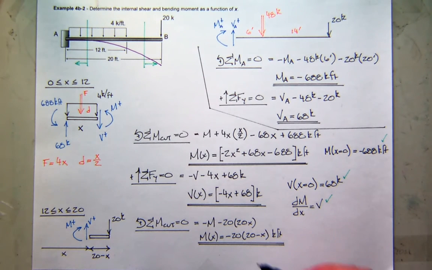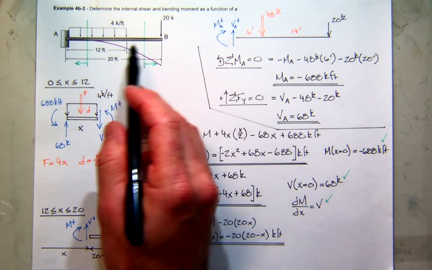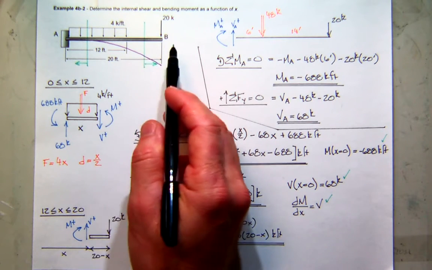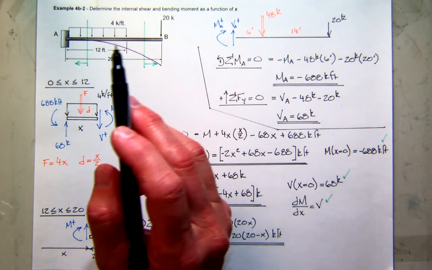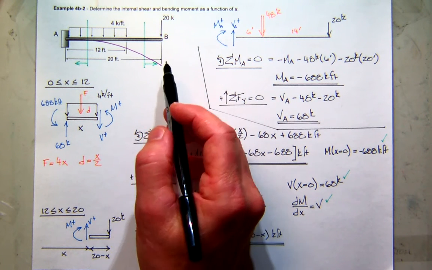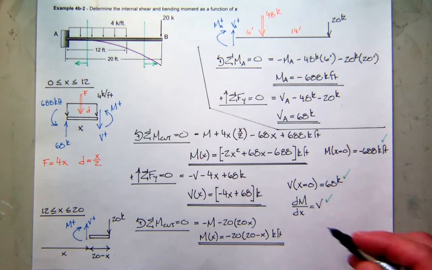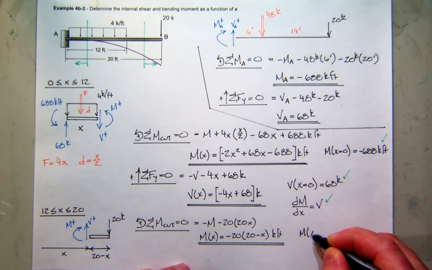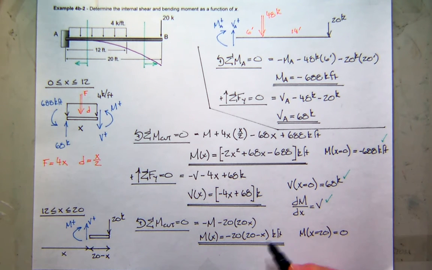Now, do I know the moment anywhere out here between 12 and 20? What's the moment at the free end? 0. It's free, and there's no applied moment there, so that means that at x equal 20, what should my moment be equal to? 0. Does my equation there say it's 0? It does. So that works.